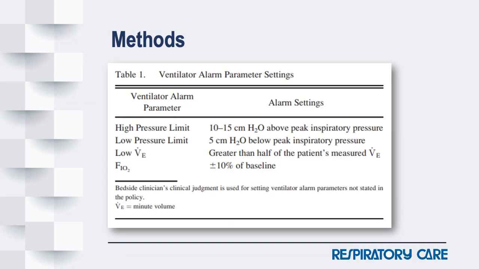The next table in the methods section is ventilator alarm parameter settings, and this is the standard clinical policy of the hospital. If you look at these, they're probably nothing earth-shattering compared to what you do. They're probably pretty standard, and you can use clinical judgment to go outside of those ranges in the alarm parameter settings. But again, this is what is typically used at those institutions.